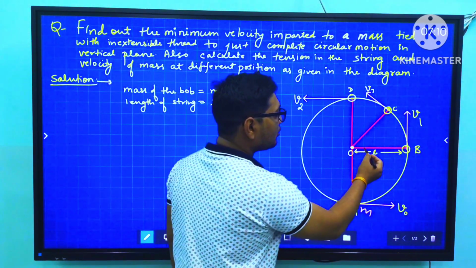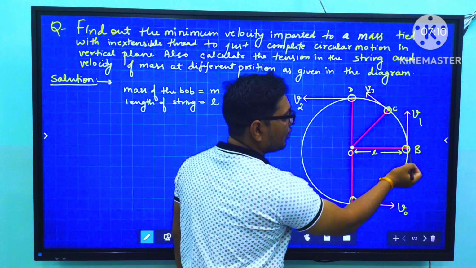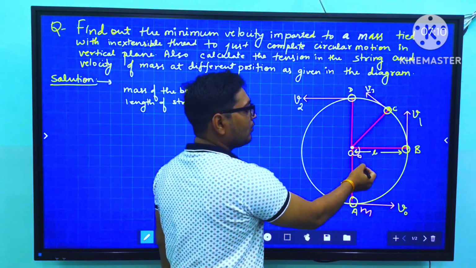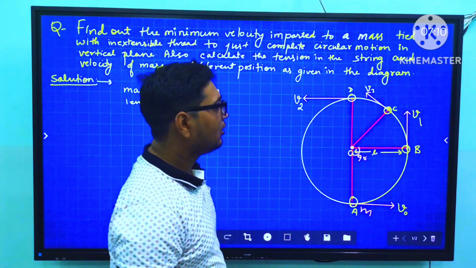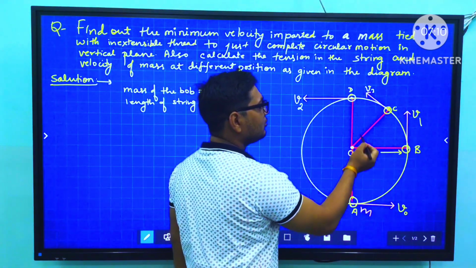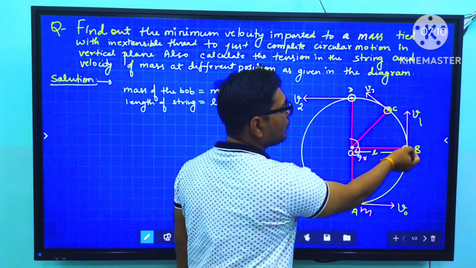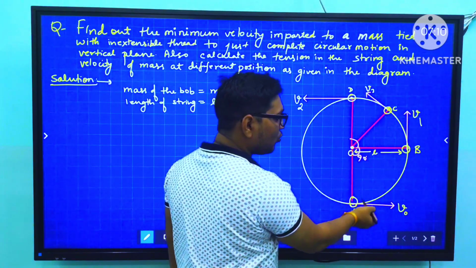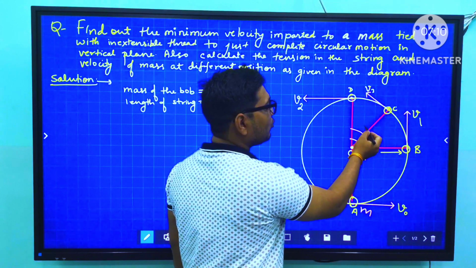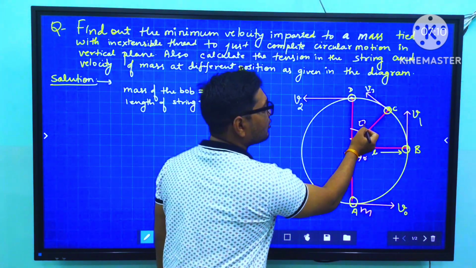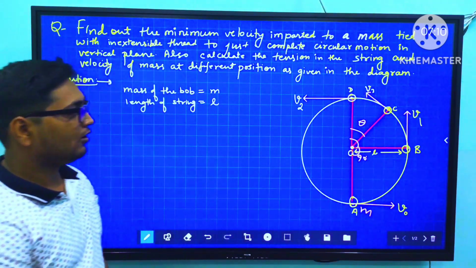I want to calculate the velocity at point B, that is at 90 degrees from the lowest point, at the highest point, and at a point that is between the highest and lowest point. Suppose this point, at this point the string is making an angle theta with the vertical.